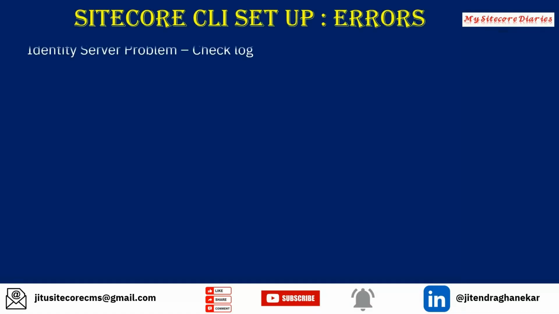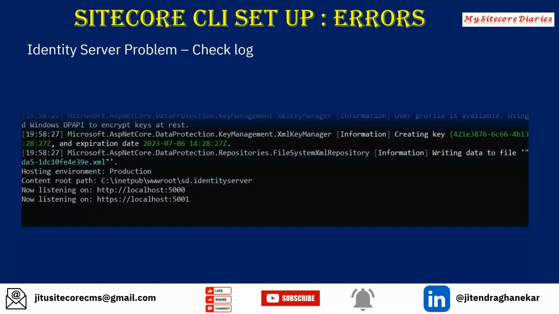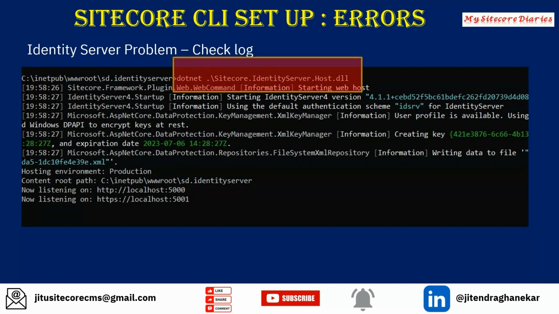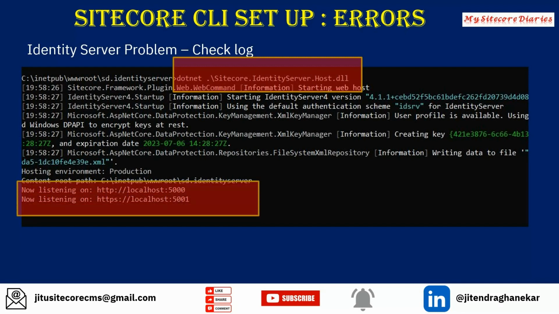The other error which you might see when you are working on your local environment is an identity server problem. There might be an HTTPS certificate problem. In that case, if you want to check the logs, you can run this query: sitecore.net.sitecore identity server host URL. At runtime it will show you the errors, and you see here it is telling you what port your identity server works on. This is HTTP localhost 5000.